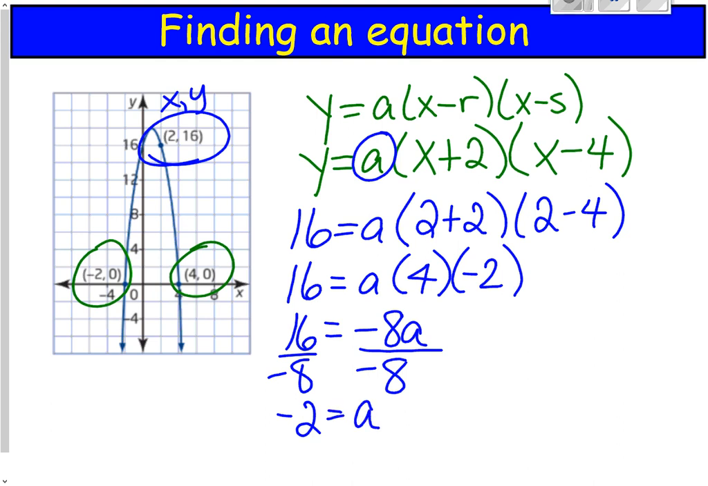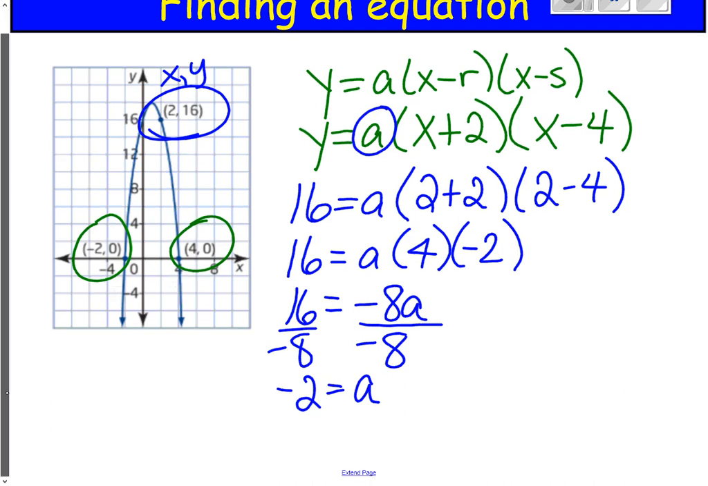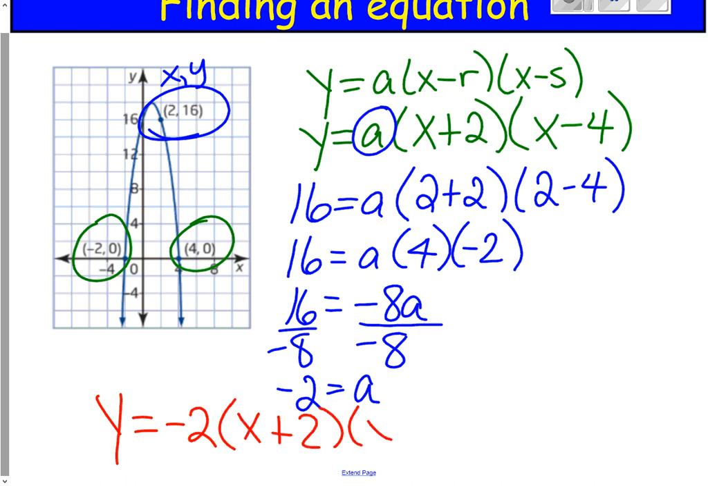All right, so a equals -2, which means now we can write our equation. We have all our information. y equals -2, x plus 2, x minus 4, just like that. And that's the equation that matches that graph. So if you're given x-intercepts, we definitely want to use factored form in order for us to find an equation.